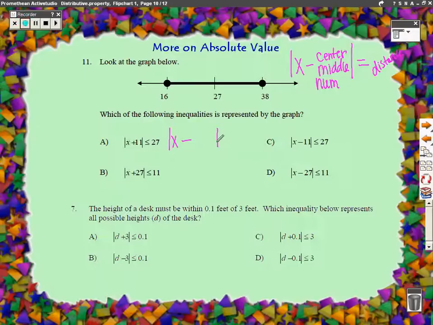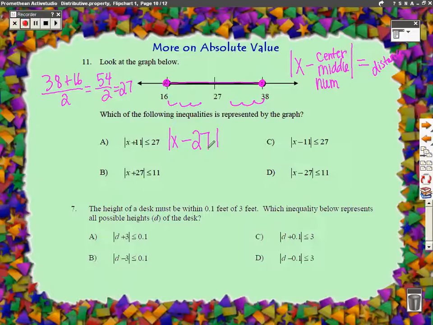Now, when I look at my absolute value, it goes from 16 all the way to 38. So what number is in the middle? I could count backwards and forwards until I get to the middle. That's perfectly fine. But really what you're finding when you find the number in the middle is the average. So I could also do 38 plus 16, and I divide by 2. This gives me 54 divided by 2, which is 27. So what number's in the middle? 27.